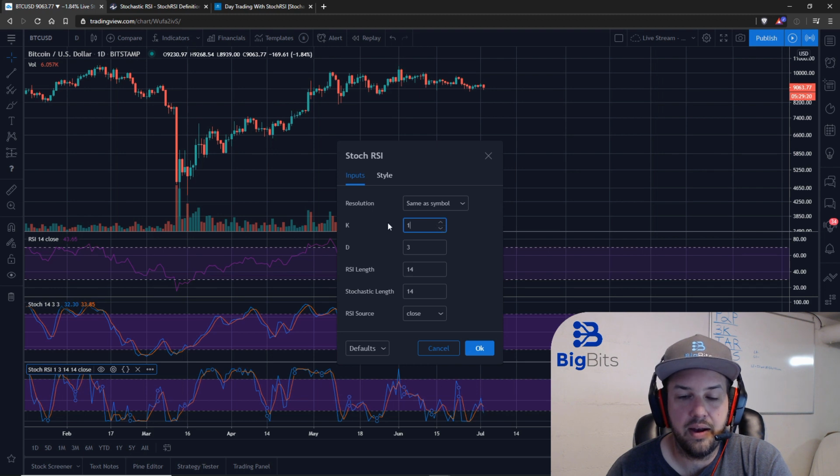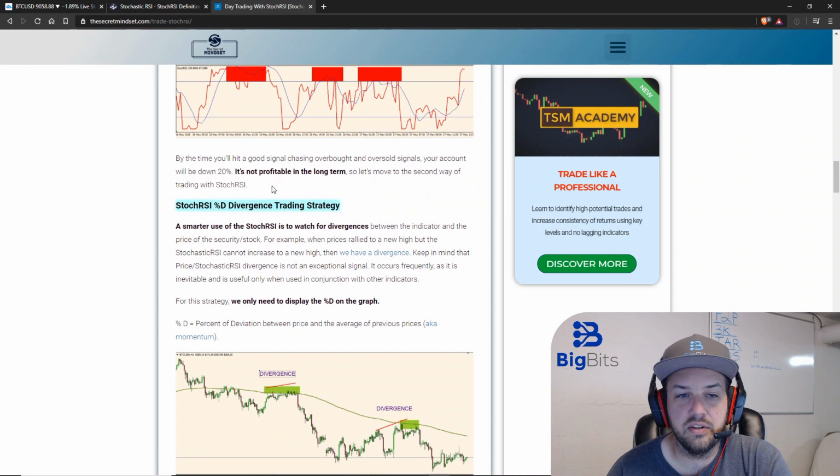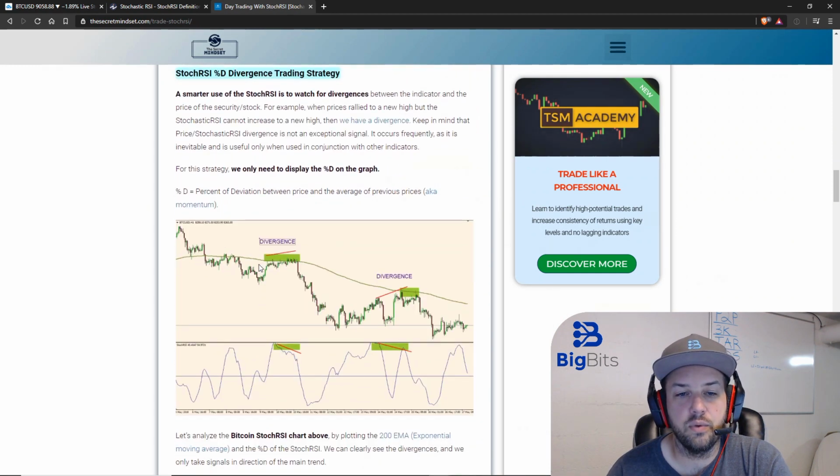So they actually take that and they smooth the fast stochastic RSI down to a 3. They call that the slow stochastic. Then you slow that down, smooth it even more with another 3 period, and that is your D line. So what you're going to be looking for, if you're looking for signals according to this site, is a divergence.